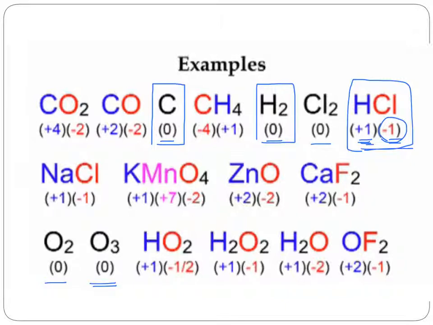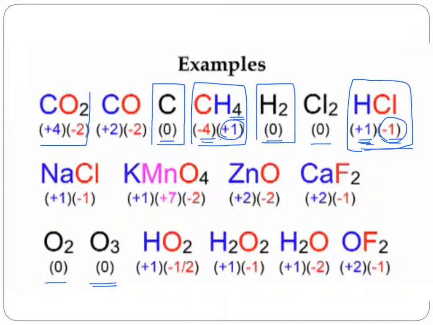Let's look for another hydrogen. We have hydrogen over here in methane. Hydrogen again is plus 1. We have a rule for that. If we've got 4 hydrogen, then it's going to be plus 4 if those are all added together. And so in order to end up with 0, the carbon must then be a negative 4. But carbon is not always a negative 4.